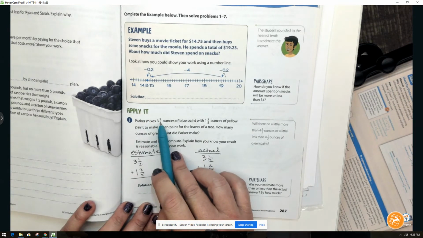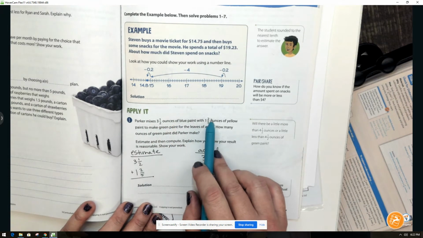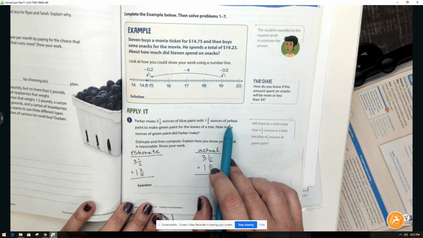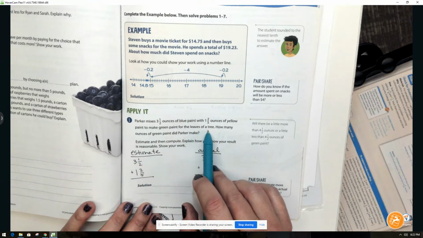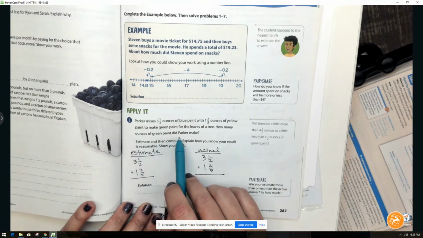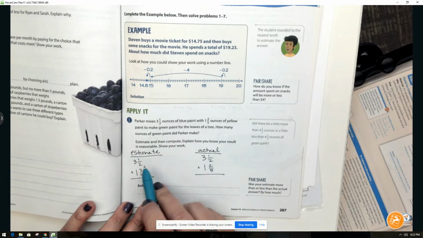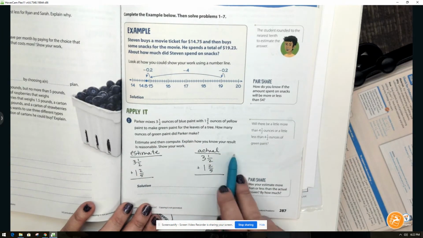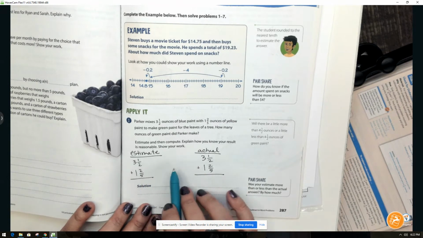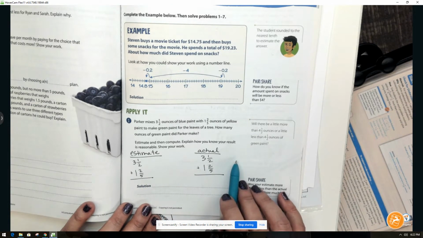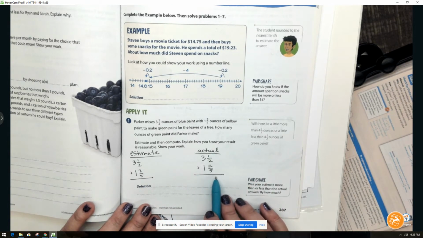So Parker mixes 3.5 ounces of blue paint with 1 2/5 ounces of yellow paint to make green paint for the leaves of a tree. How many ounces of green paint did Parker make? So we're going to first estimate and then find the actual amount. And then you're just using your estimate to check for reasonableness of your actual answer.